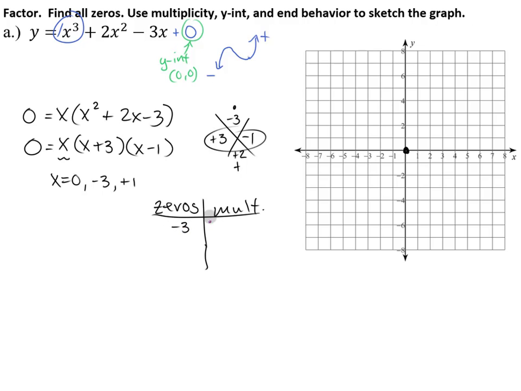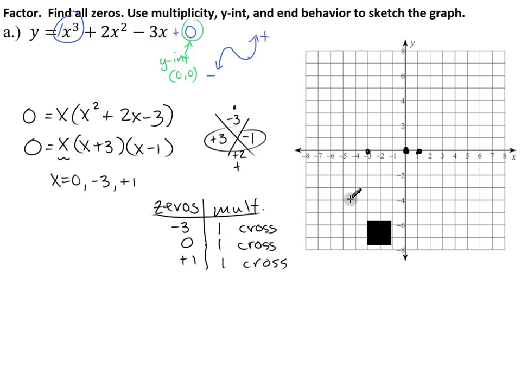those values. So at negative 3, which is furthest to the left, my multiplicity is 1, which means it's just going to cross. At 0, it's only repeated once, so we're also going to cross at 0. And at positive 1, it's only repeated one time, so it's also going to cross. So let's mark these. Negative 3, 0, we've already marked, and 1. Okay, so our y-intercept, our 3 zeros are on here.